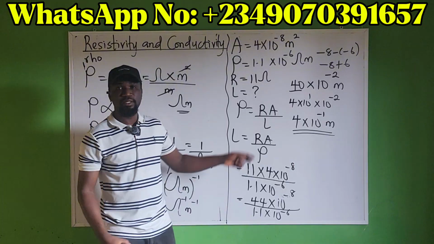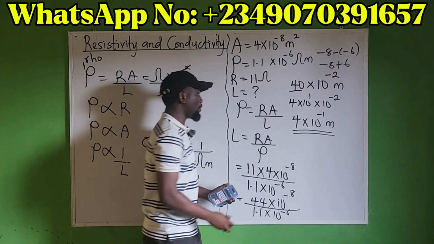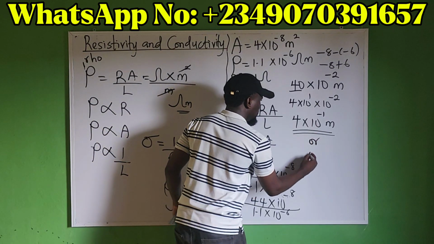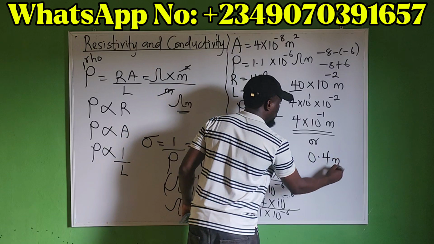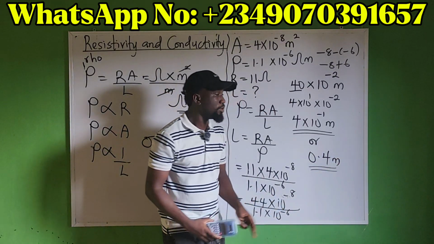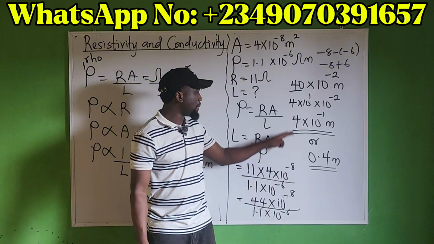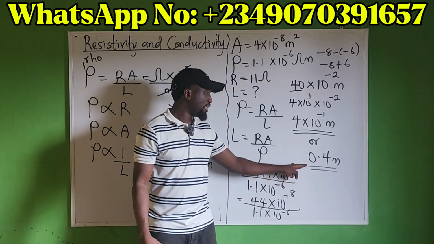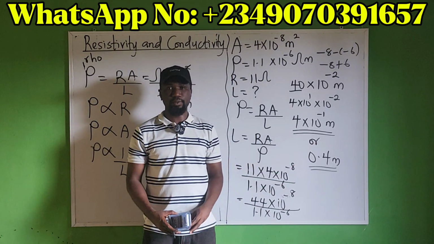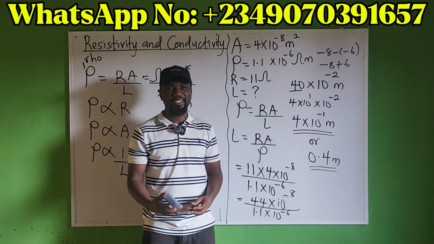4 times 10 raised to power negative 1, or 0.4 meters. Either of the two. 4 times 10 raised to power negative 1, or 0.4. So I have this now in standard form and here in ordinary form. Do you get it? Alright.